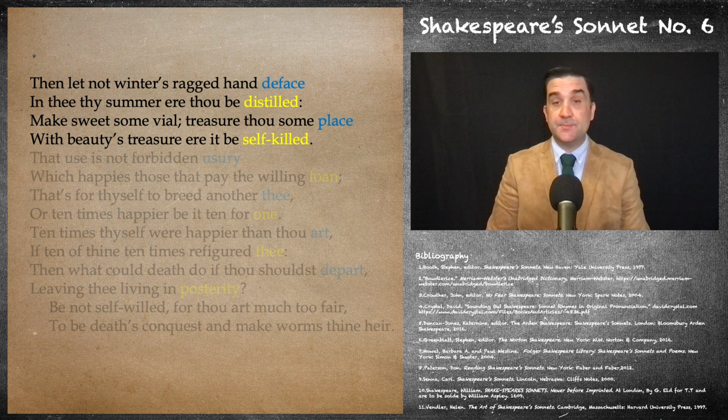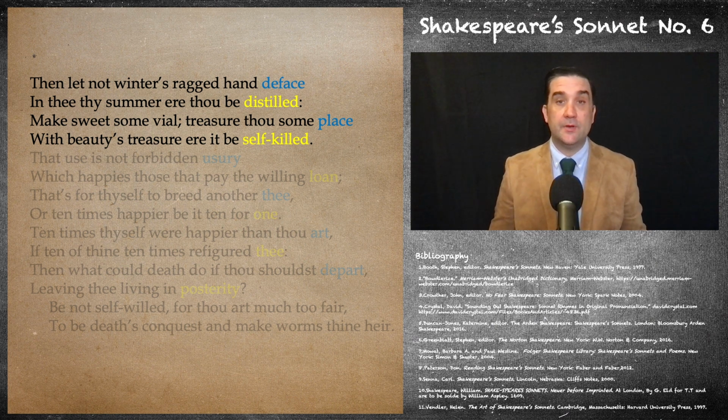And as it turns out, Shakespeare uses punctuation to guide the reader to read sonnet number 6 exactly in this fashion. Let's take a look at the first quatrain. What you'll see here is that lines 1 and 2 are enjambed. Enjambment, if you'll recall, is when one line of poetry runs into another line of poetry with no stopping and no punctuation. Okay? So you'd read lines 1 and 2 like this. Then let not winter's ragged hand deface in thee thy summer ere thou be distilled. So there's no pause whatsoever. But you'll note that line 2 ends with a colon. So with a colon, we're going to take a little bit of a beat. We're going to pause for just a little bit before moving on.